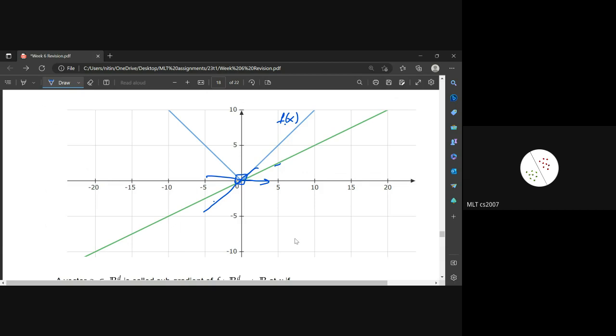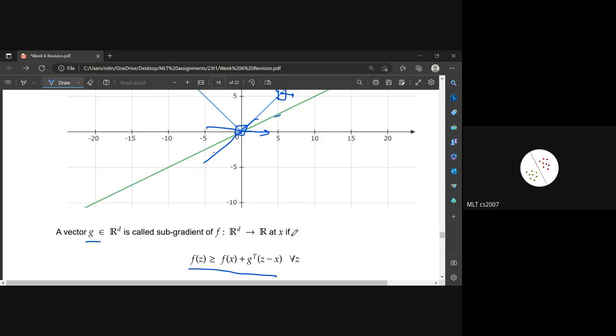For any point, if we define the subgradient and there exists only one subgradient, then we call that point differentiable. The function was not differentiable at this point, so we define the subgradient, and there may be more than one subgradient at that point.